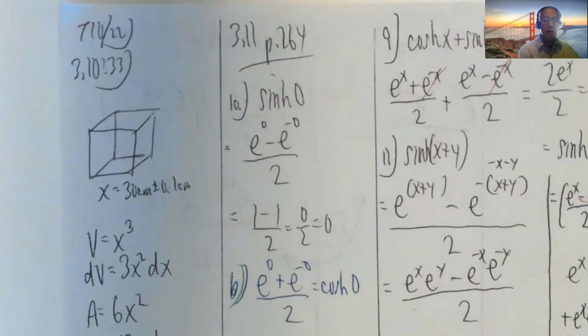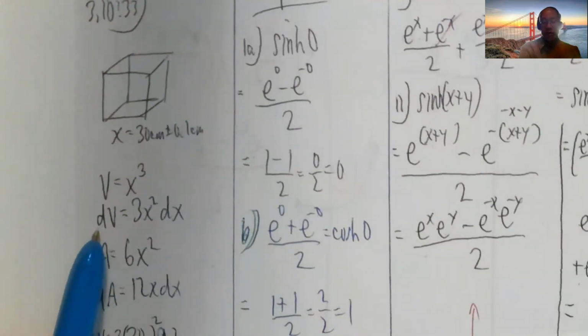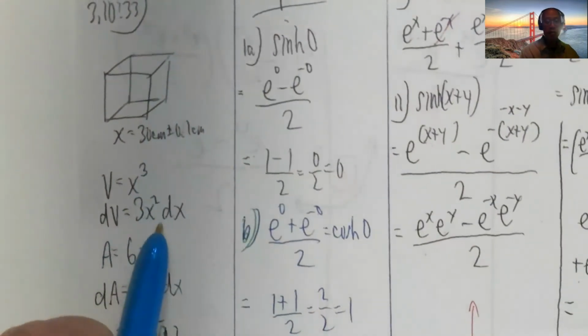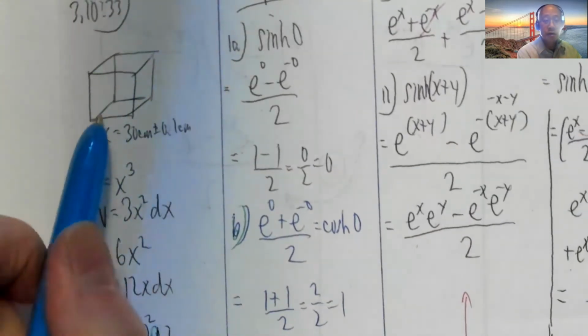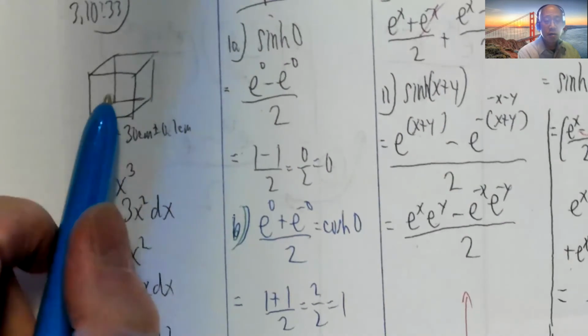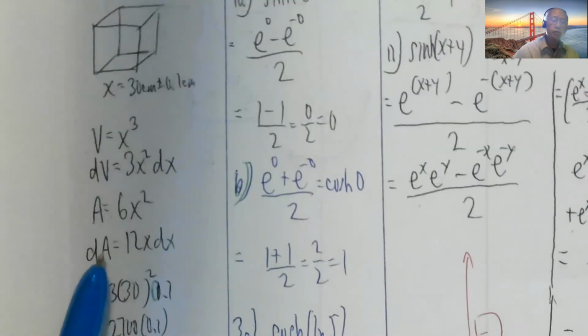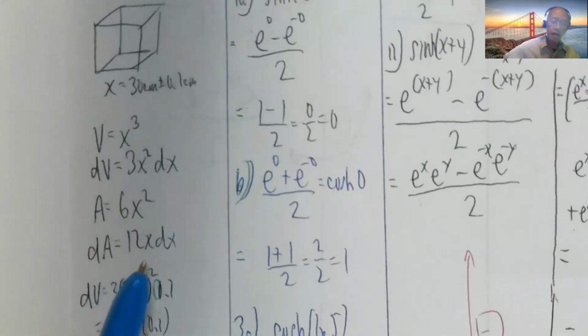Okay, so volume is x cubed. dV is 3x squared dx. Area, well, there are 6 faces. Each area is x squared, so 6x squared. So dA is 12x dx.